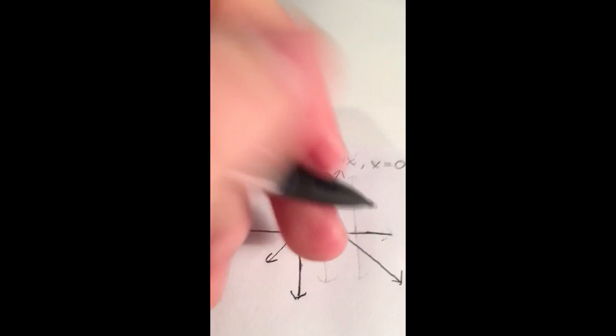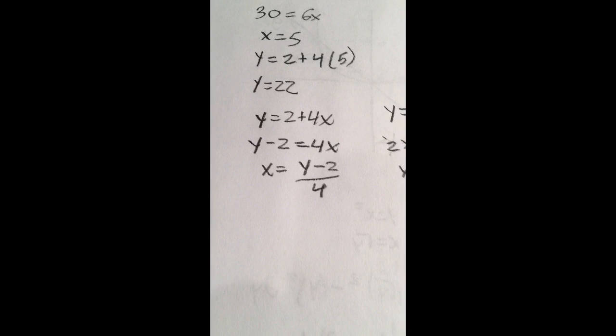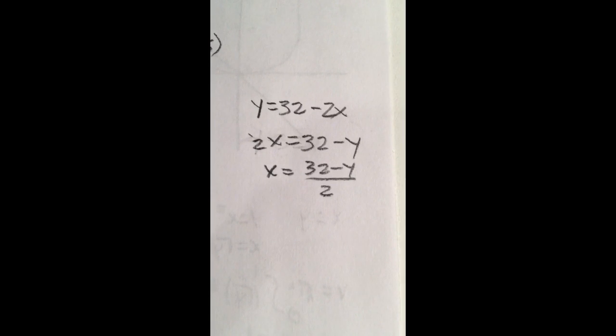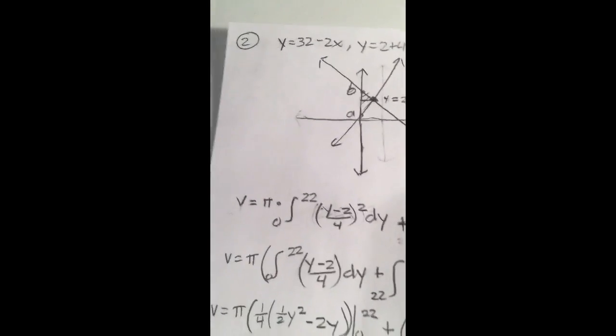So we're going to split these up at y equals 22 and use two integrals to find the area. And don't forget, because we're rotating around the y-axis, we have to change these equations to be in terms of y. I did that over here. y equals 2 plus 4x ends up being x equals (y minus 2) over 4. And y equals 32 minus 2x ends up being x equals (32 minus y) over 2. So when we set up the integrals and split them up, it's going to look like this.